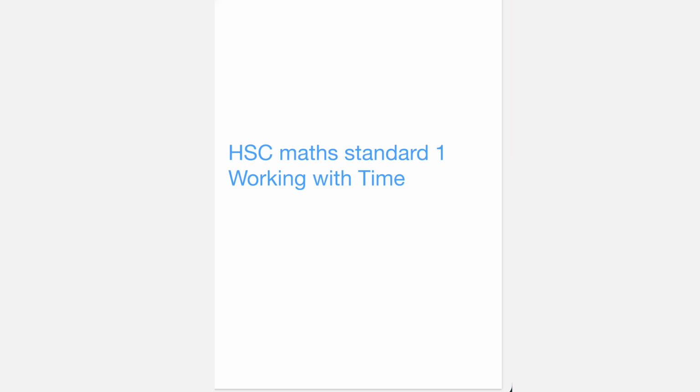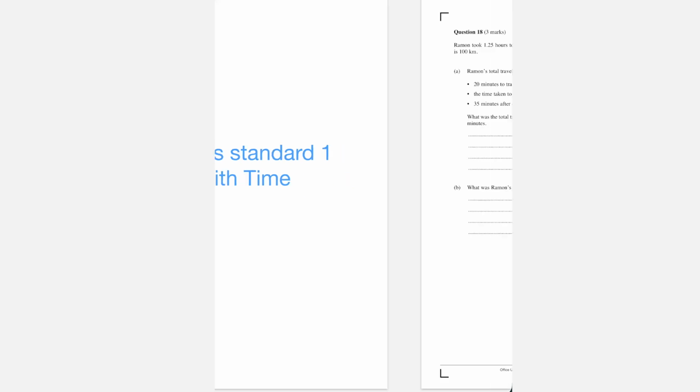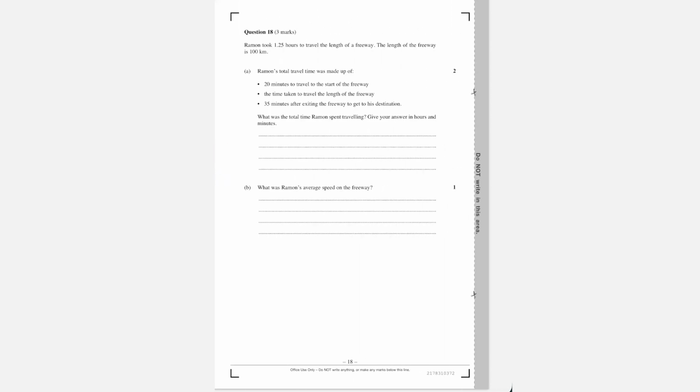HSC Maths Standard 1, Working with Time. Question 18. Ramon took 1.25 hours to travel the length of a freeway. The length of the freeway is 100 kilometers. Ramon's total travel time was made up of 20 minutes to travel to the start of the freeway, the time taken to travel the length of the freeway, and 35 minutes after exiting the freeway to get to his destination. What was the total time Ramon spent traveling? Give your answers in hours and minutes.